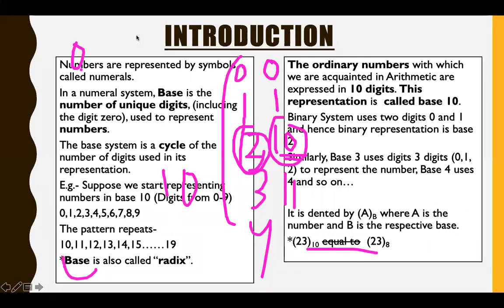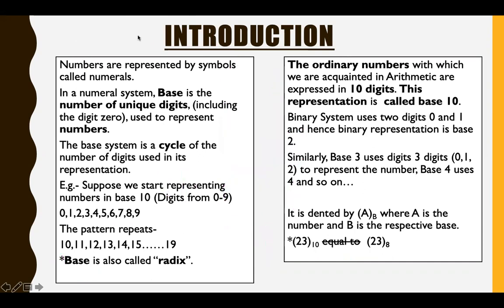First divide 23 by 8. The quotient you get is 2 and the remainder is 7. So the first digit, the remainder, becomes 7. Then divide 2 by 8. Here the remainder is 2. So converting this to base 8, it becomes 27. We will discuss this conversion later. Next slide. Any doubt in this slide?